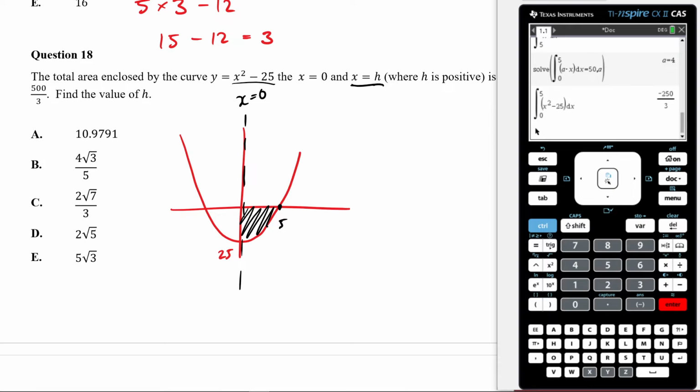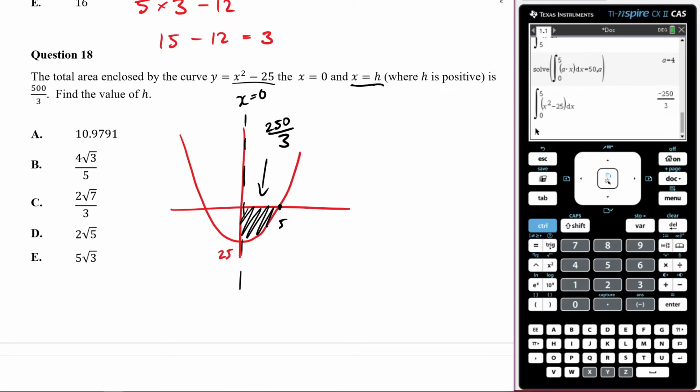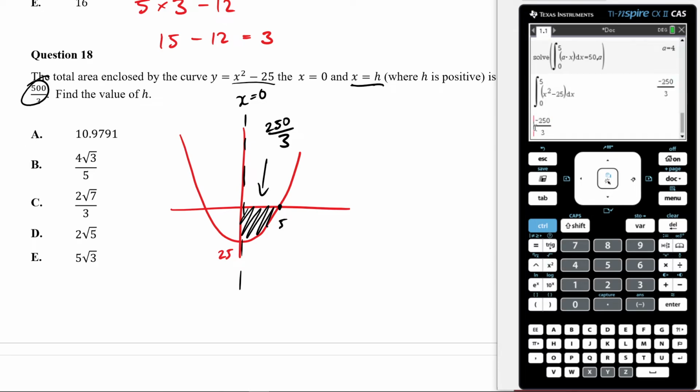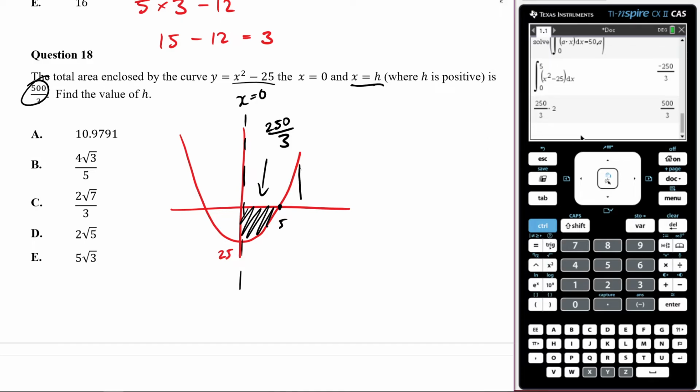Now, we only care about the positive area, right? So that means that right there is 250 over 3, all right? We don't care about the negative, it's that. That is smaller than this, isn't it? In fact, if you take that, you get rid of the negative, and you times it by 2, you're going to get 500 over 3, aren't you? So that means I know that this area here will be the same, 250 over 3.